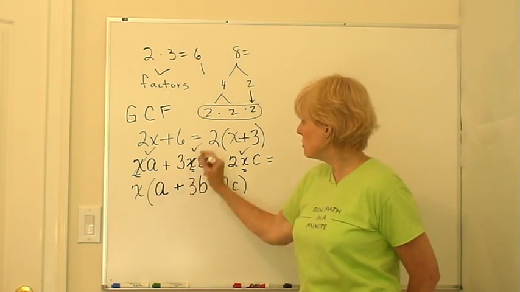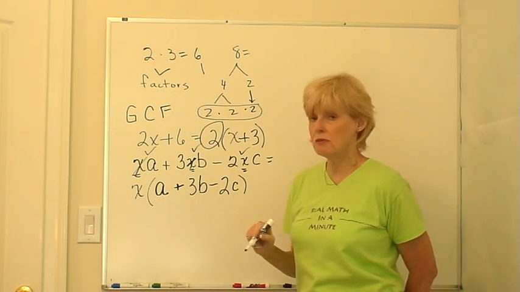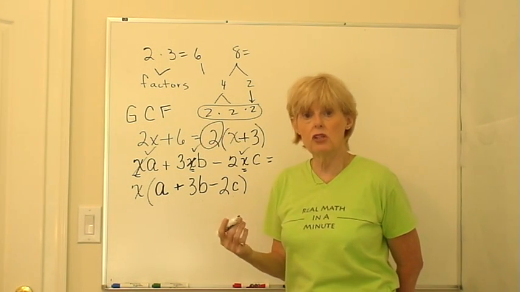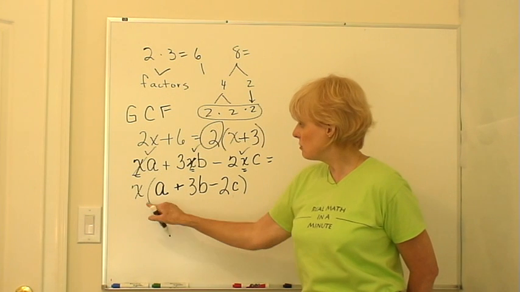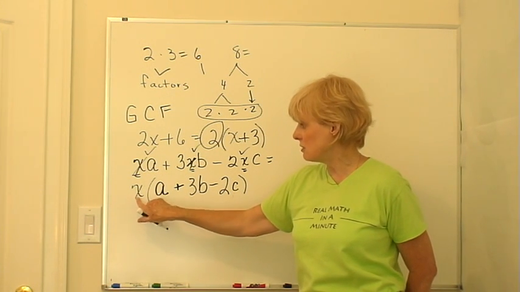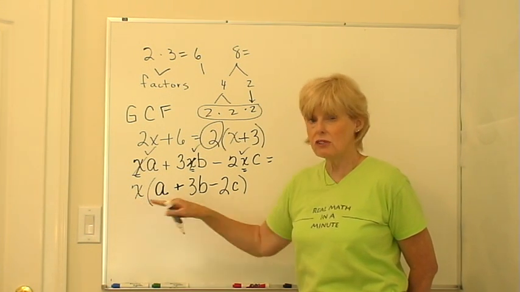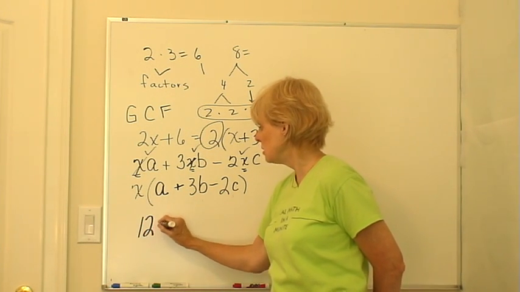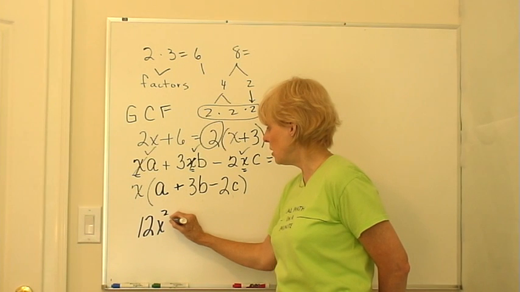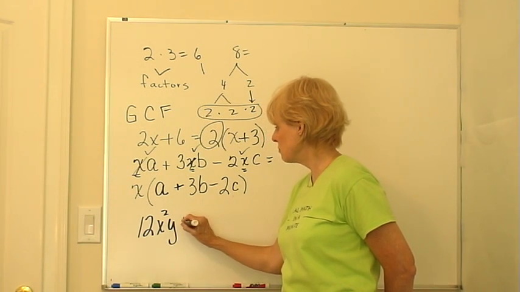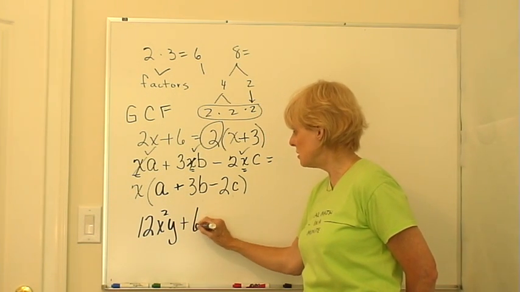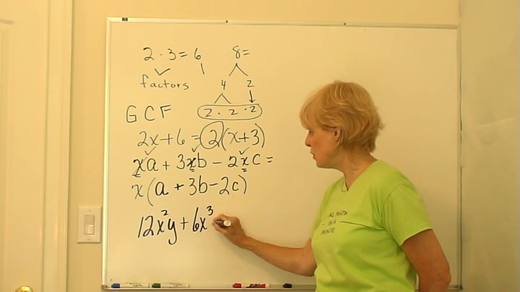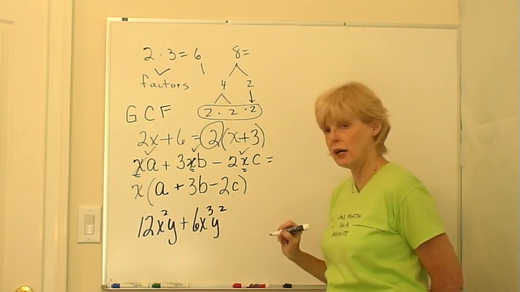All right, so you can see that sometimes your greatest common factor is a number or a constant. Sometimes your greatest common factor is a variable. And sometimes it can be both. So let's take a look at this one. Let's say we've got 12x squared y. Let's say we've got positive 6 x to the third power, y to the second power.